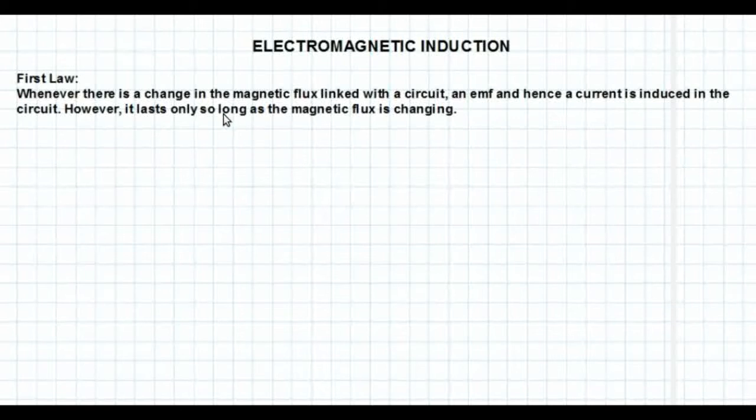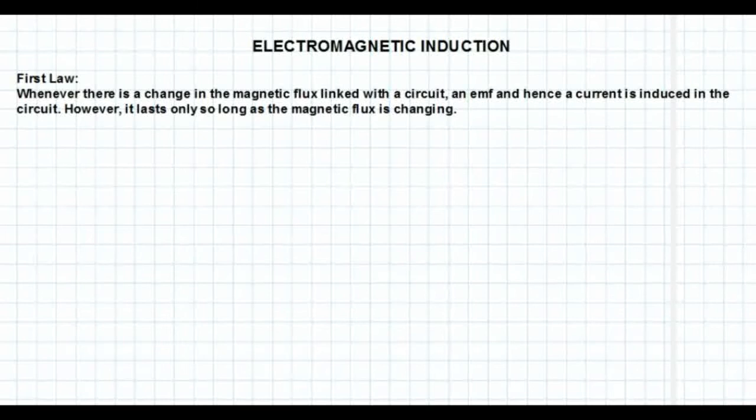That means whenever there is a change in magnetic flux linked with a circuit, it doesn't matter whether the magnet is moving or the coil is moving. The only point is the magnetic flux linked with the circuit should change. So when we insert a bar magnet, there will be a magnetic flux around this bar magnet, and that flux is now coming in contact with the coil. When we insert the bar magnet, more and more field lines come in contact with the coil, and this induces the current.